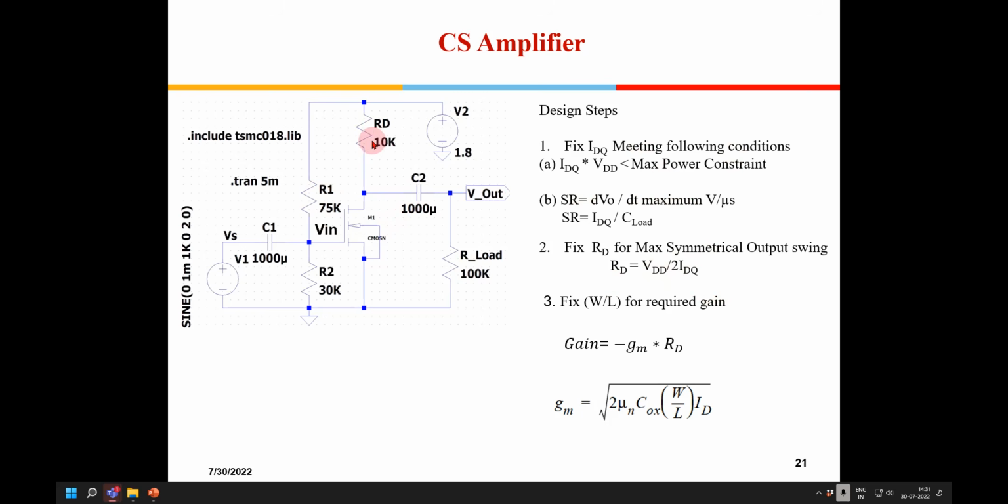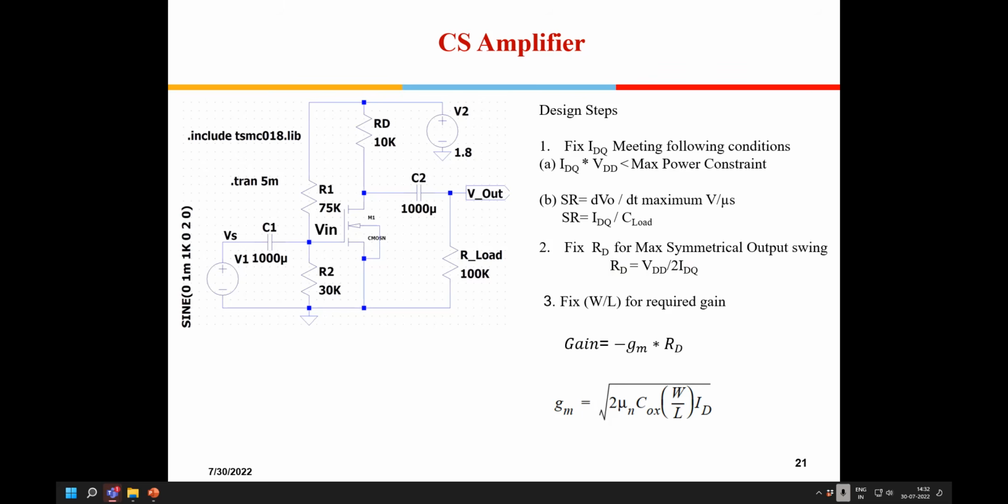Now comes what should be the value of RD. I want to know what should be the ideal voltage here. It is 1.8 volt. So I should have 0.9 volt here, so that when the signal is swinging, it can go to 1.8, and when the signal is dropping, it can go to 0. So ideally I should keep it at 0.9 volt here, DC operating condition, for max symmetrical output swing. With that, I can compute the value of RD to be VDD by 2 by IDQ. So I know how to fix the value of RD now. Is it clear to all of you now?